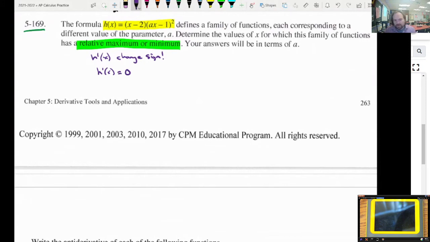So for this derivative, it's debatable whether you want to expand it out or use the product rule. I think I'm going to expand it out, though. Let's start by doing a little bit of algebraic work with our original function, x minus 2 times ax minus 1 squared. This is going to be x minus 2 times, if we expand this out, a squared x squared minus 2ax plus 1.